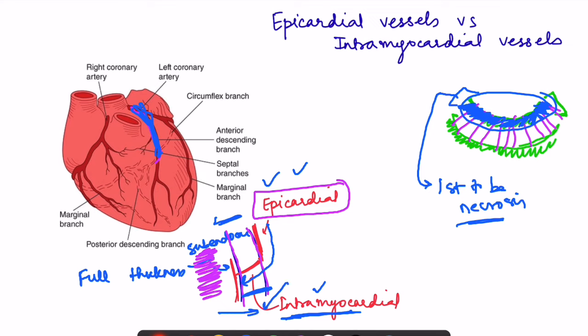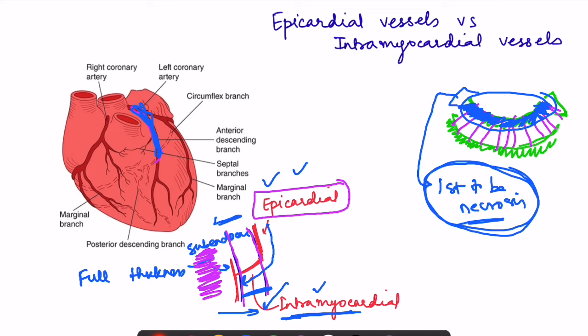So compressed means there will be decrease in the blood supply to the subendocardial region, isn't it? So that is why the subendocardial region is most prone to necrosis. And when we are talking about the site of involvement, we have told that it can be subendocardial or it can be full thickness, but where in the heart it will involve depends on which branch of the coronary artery will be involved.